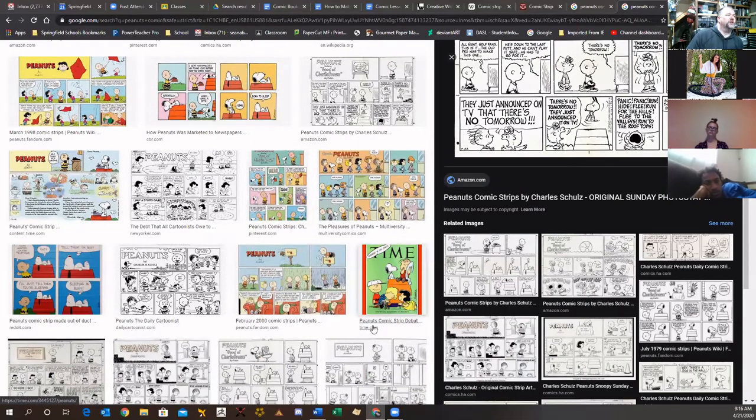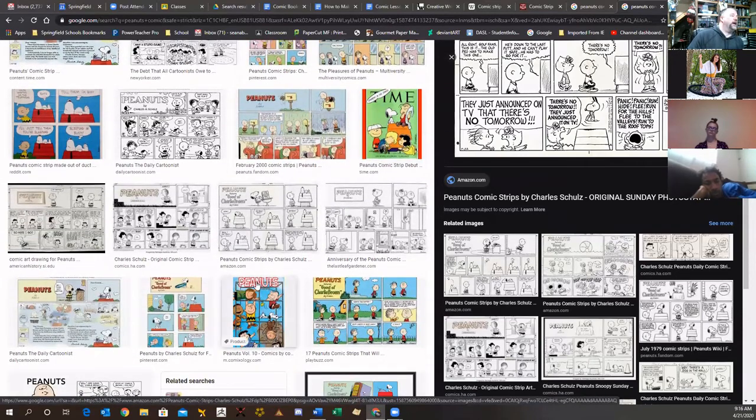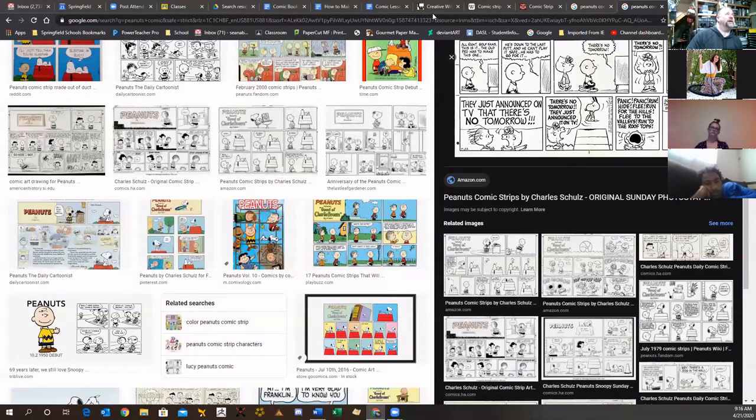Mr. Schultz was so popular, he made Time and Life magazine covers. He was well known for keeping his secret. Once asked by an up-and-coming artist, hey, Mr. Schultz, what advice would you give to a new artist who wants to draw comics? And he said, don't, because I don't want you to break into my business and take my money.